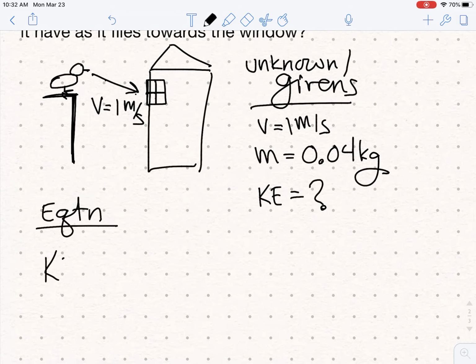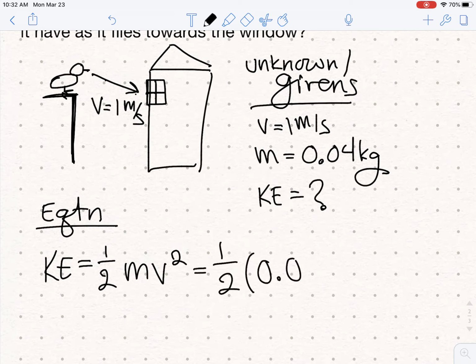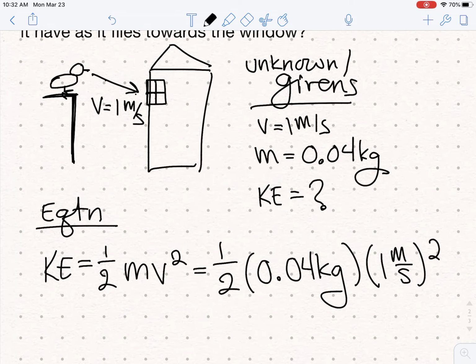Our equation for kinetic energy, as you remember from earlier in this learning module, is kinetic energy equals 1/2 times mass times velocity squared. We have a mass, we have a velocity, so we can go ahead and fill in this equation. So we're going to have 1/2 times that mass times our velocity squared.